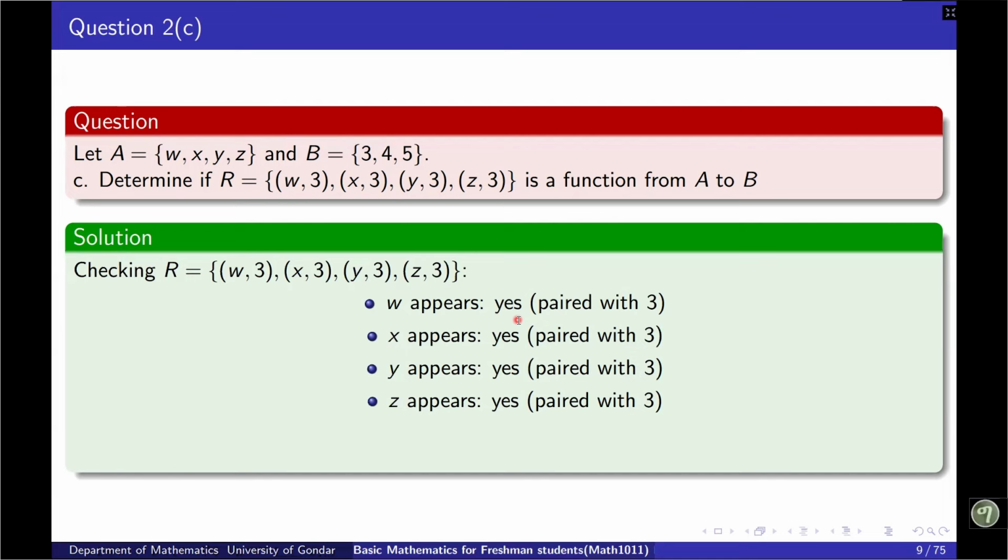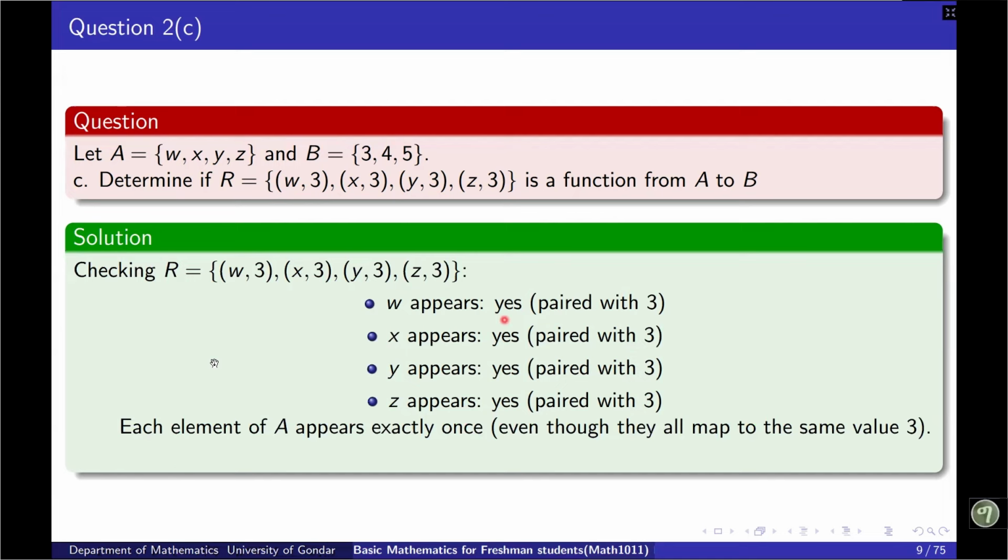That is, this is a many-to-one function or relation. Because each element of A appears once, even though they map to the same element, simply 3, and the domain of the given relation is set A, this is a function, or a constant function, from set A into set B.